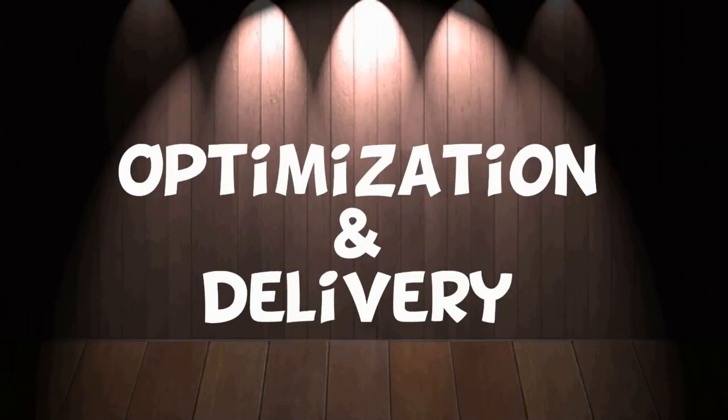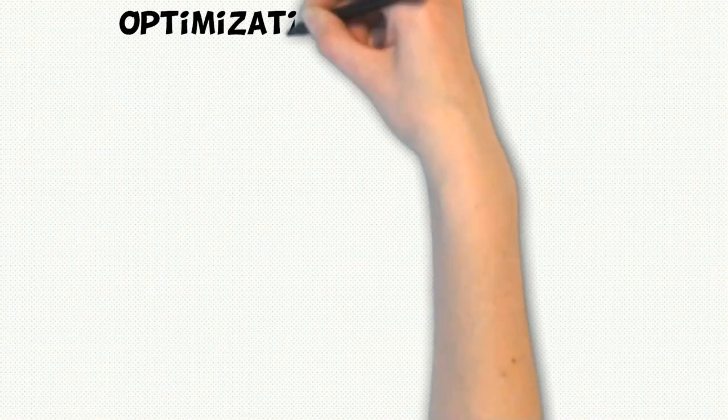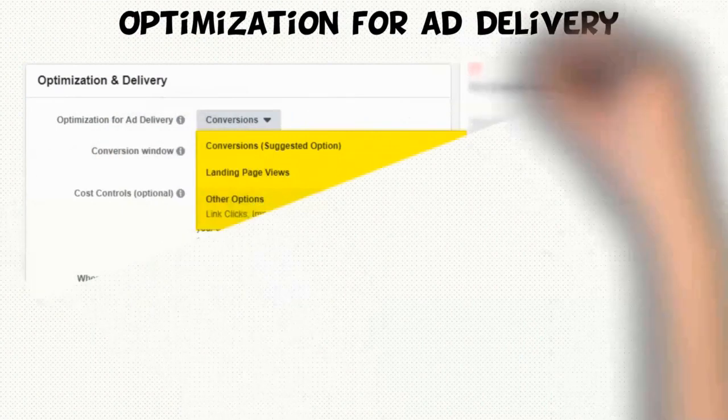In this lecture and in the coming ones, we will talk about the optimization and delivery section at the ad set level. This section is a bit big, that's why we have divided it over several lectures. This way, it would be easier for you to understand all that's in here. Here you choose the optimization for ad delivery.